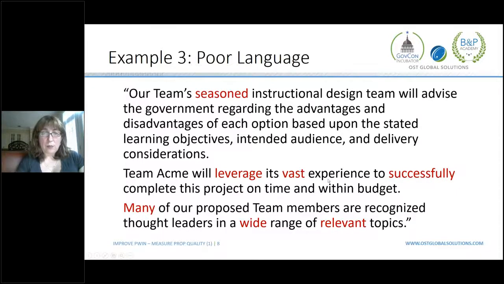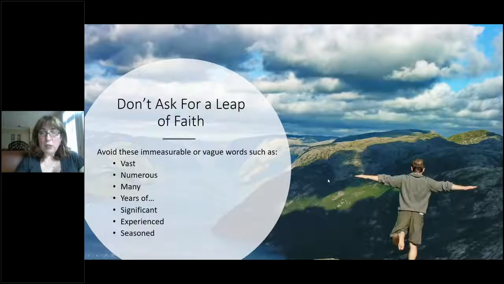They're very imprecise. You're asking the evaluator to take a leap of faith, and you're using all kinds of words here: vast, numerous, many, years of, significant, experienced, seasoned. All those proposal sins, all those adjectives literally tell no story and give no numbers whatsoever. So make sure that you evaluate your proposal quality, and understand that once you start correcting some of those sins on a regular basis, your Pwin will go up.